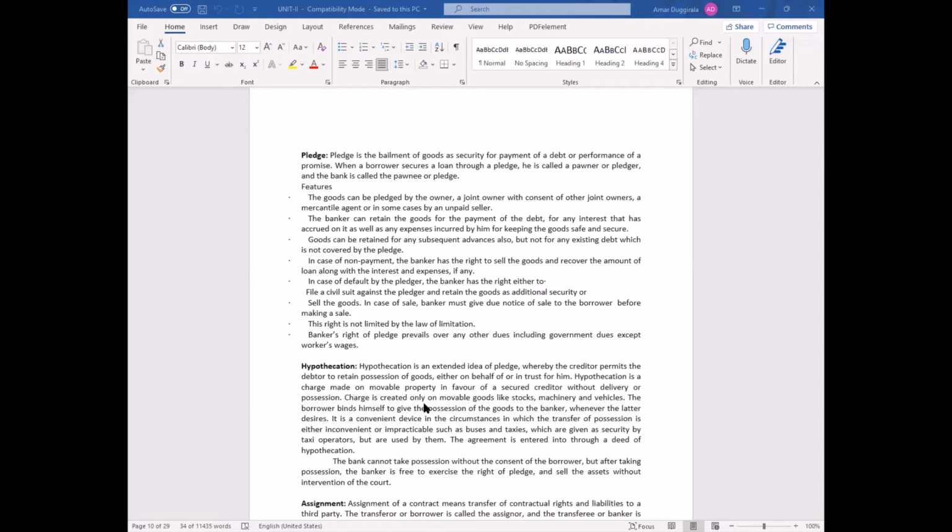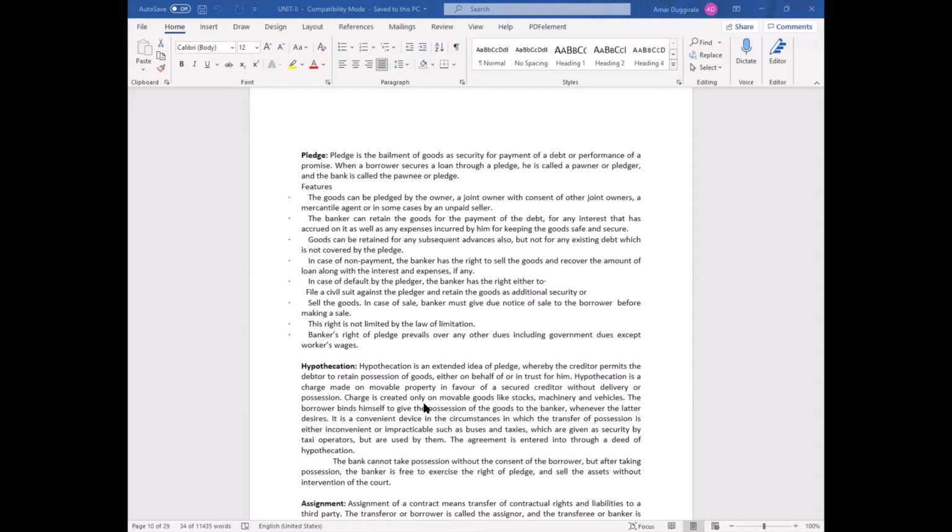But here, it covers both the principal amount as well as interest, and any expenses incurred by him for keeping the goods safe and secure. Now, the bank would keep those as a legal right, will keep those assets, properties or goods for a longer period of time with them, and they may have to maintain those things as well. So whatever expenditure the bank incurs on maintaining those assets, that expenditure can also be included as part of the pledge.